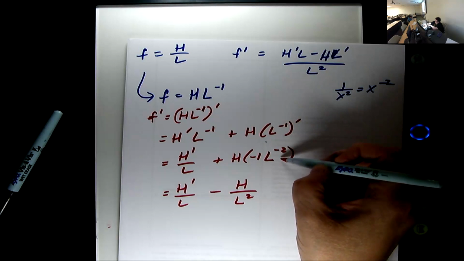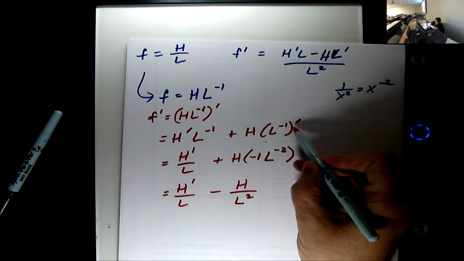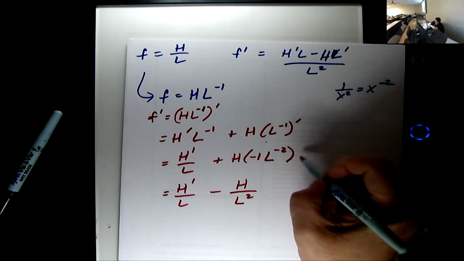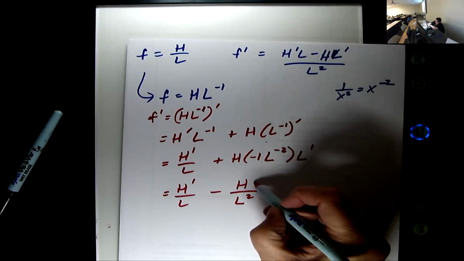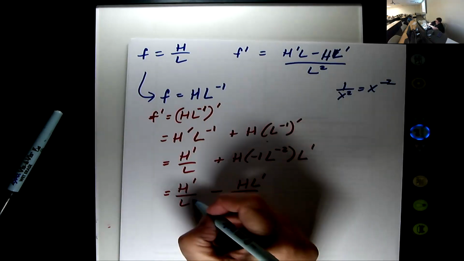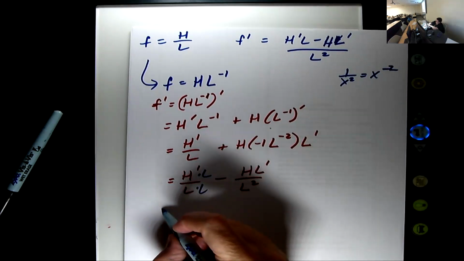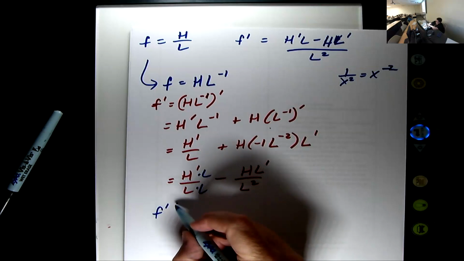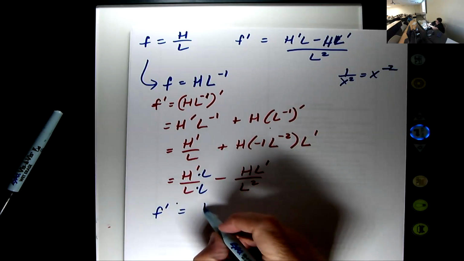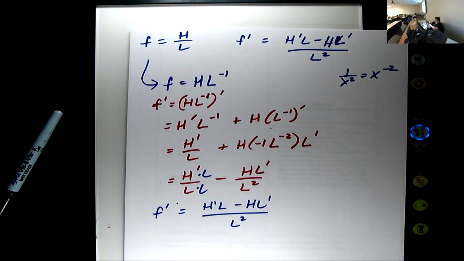But I didn't finish the chain rule, my bad. We take the derivative of L to the -1, but the -1 is an exponent on the L. We also still need an L prime. I didn't finish, my bad. And get a common denominator. We have the derivative is h prime L minus h L prime over L squared.